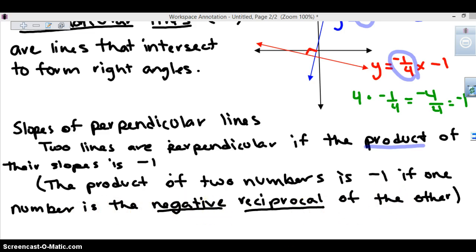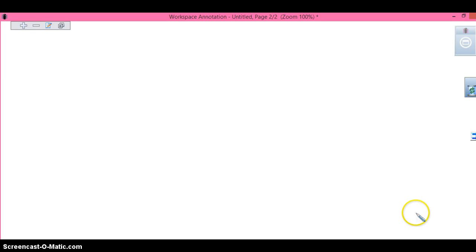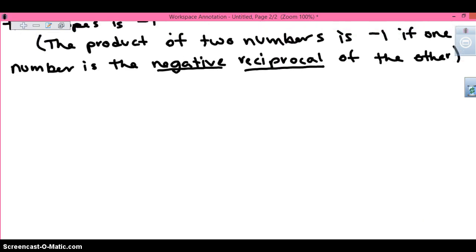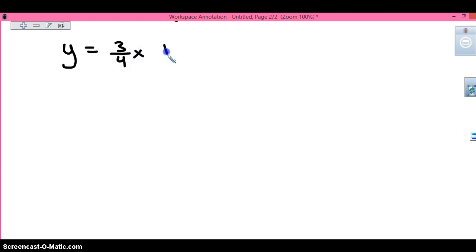So what does this mean? In other words, for two lines to be perpendicular, their slopes have to be negative reciprocals of each other. Or for example, if we have the line y = 3/4x + 5, the slope of a perpendicular line would be what? So let's start with our slope.